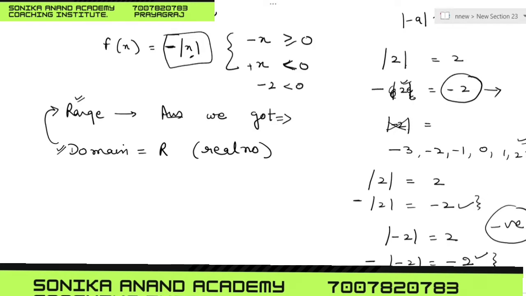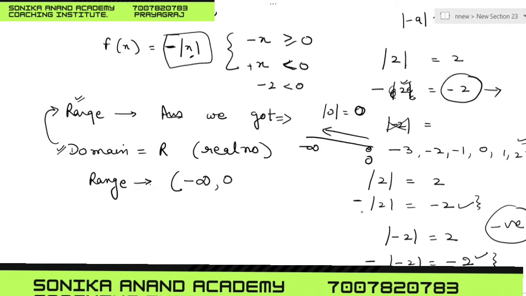Yes, ma'am. Clear. So, what is the range? For example, if I take 0, then its value becomes 0. Its value according to the number line goes from 0 to minus infinity. All the negative numbers. So we write the range as minus infinity to 0, and 0 is included, so we put a sign like this.